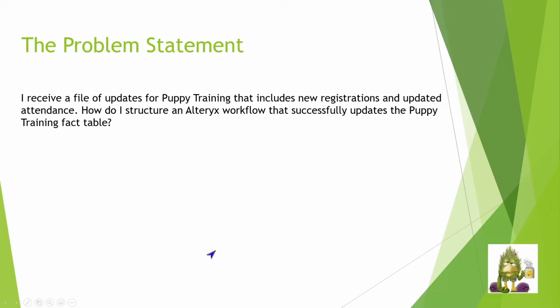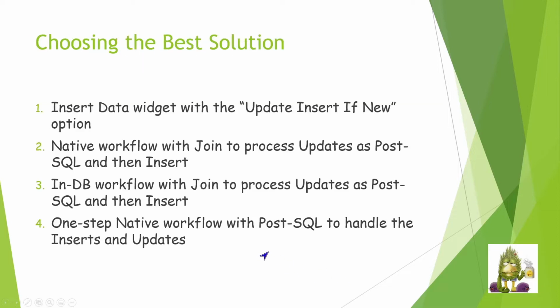So it's a simple problem statement. I get a new file on a weekly basis that has the new registrations and updated attendance for puppy training, and I need to get them into my puppy training fact table. And so we're going to look at 4 different solutions and what they mean to us.